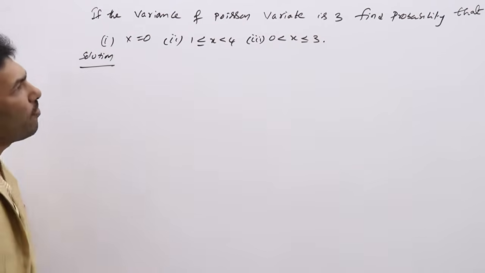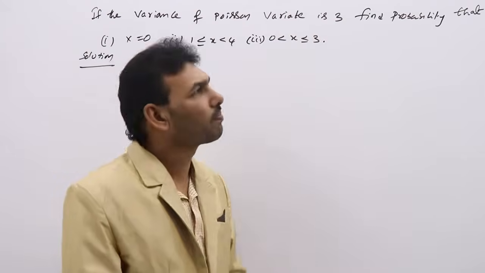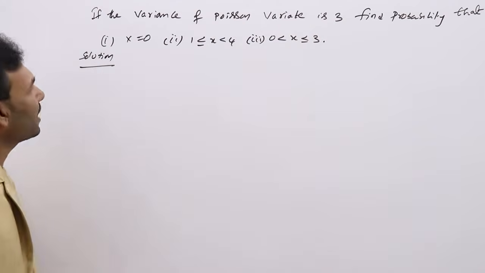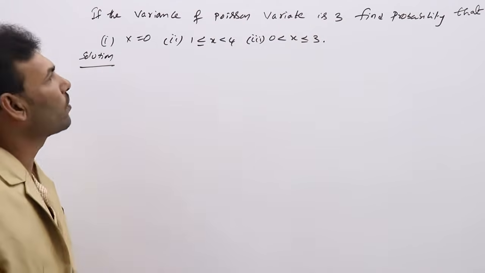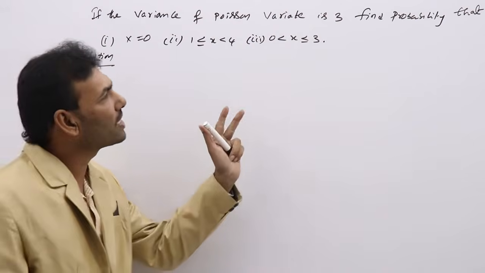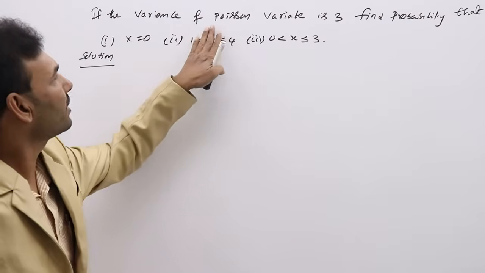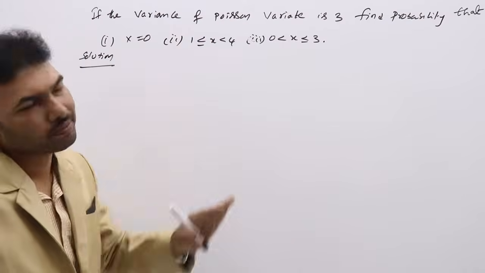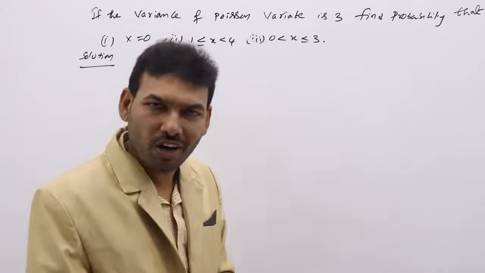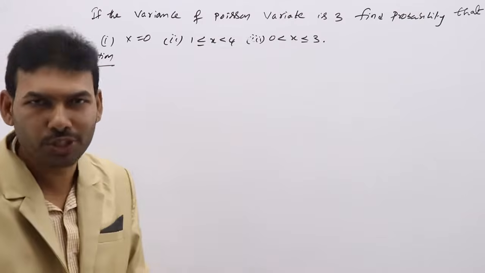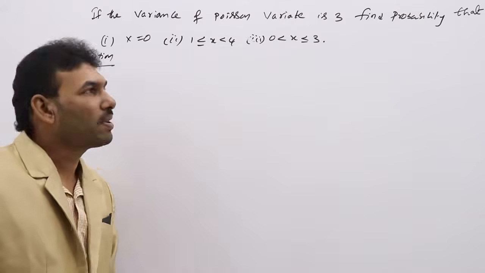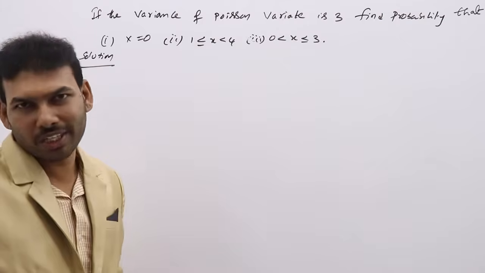If the variance of a Poisson variate is 3, find the probability that x equal to 0, 1 less than or equal to x less than 4, 0 less than x less than or equal to 3. So in the question, luckily the distribution name is given. Whenever the name of the distribution is not given, we have to identify which distribution it is. But here, luckily Poisson distribution is given.